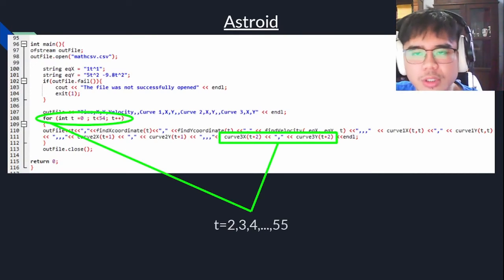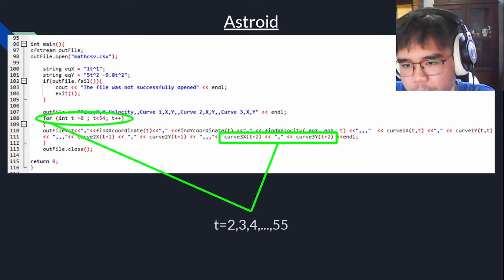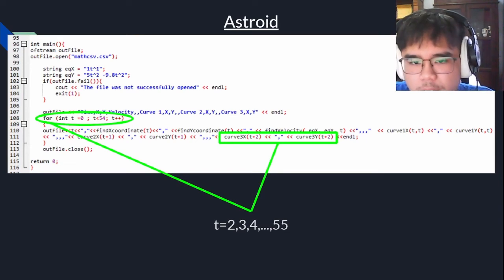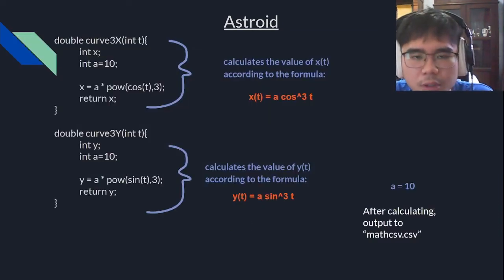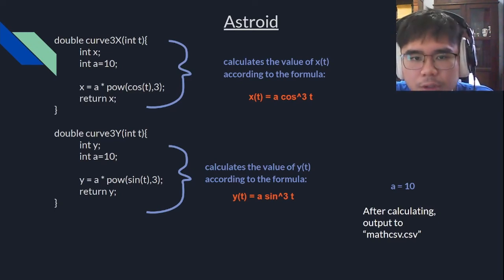So the next one is for the asteroid. This is the part in the code where the function for calculating the asteroid coordinates is called. Based on this, you can see that t is increasing from 2 until 55 by increments of 1. This next slide shows the functions that were called in the code before, the functions for calculating the x and y coordinates of the asteroid.